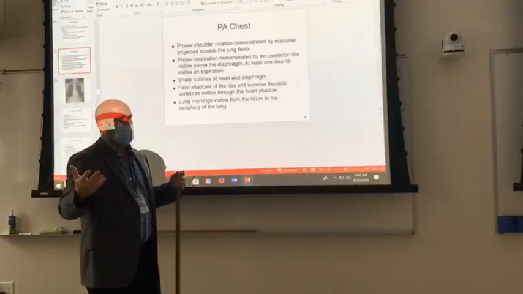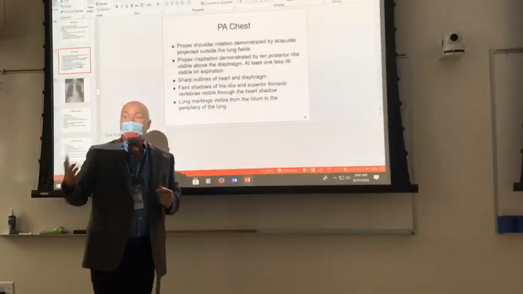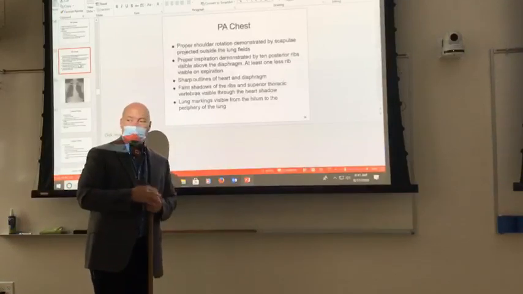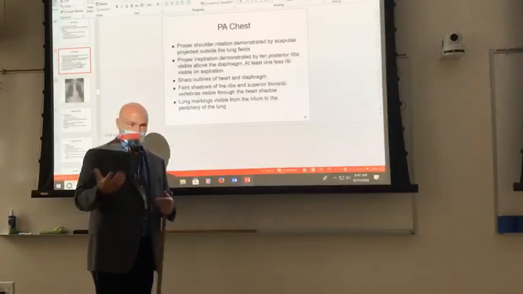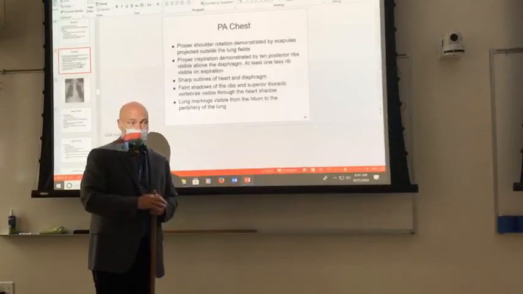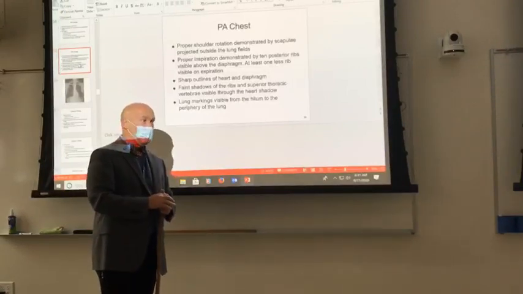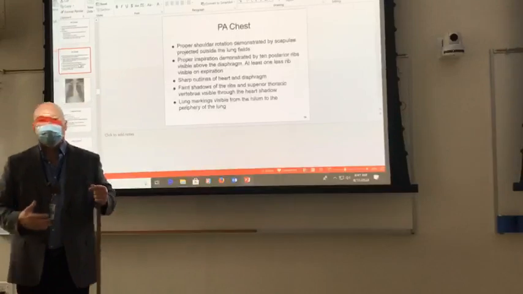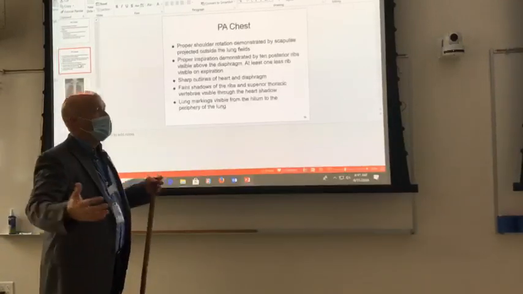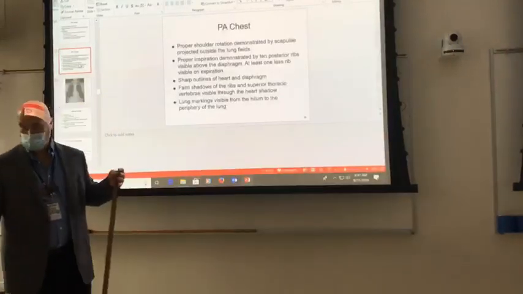Think about your shadow on a sunny day. Is there any fuzziness to your head on a shadow on a sunny day? Not really. Why is that? Where's the source? It's a long ways away, right? So the increase in SID overcomes that magnification to a degree.